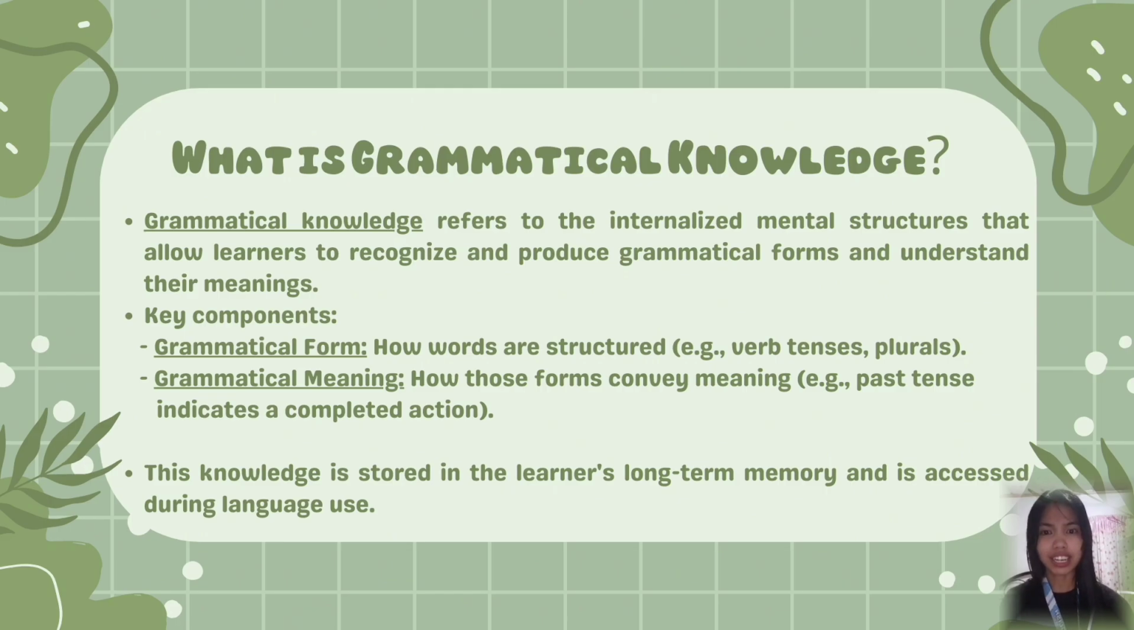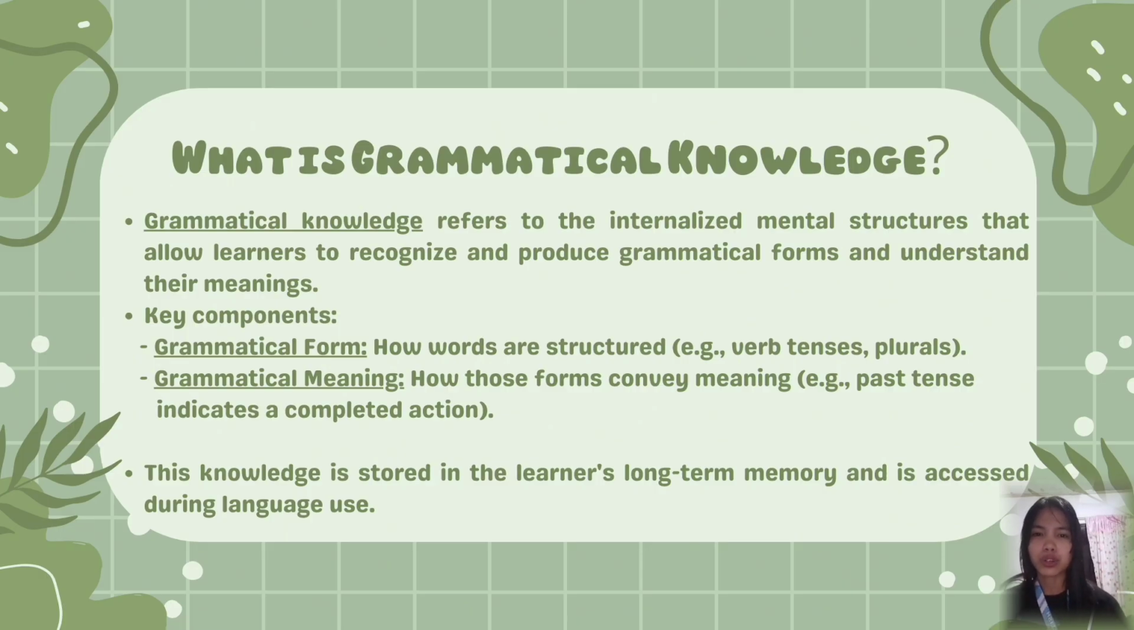What is grammatical knowledge? Grammatical knowledge refers to the internalized mental structures that allow learners to recognize and produce grammatical forms and understand their meanings. Key components: grammatical form, how words are structured, for example, verb tenses, plurals. Grammatical meaning, how those forms convey meaning, for example, past tense indicates a completed action. This knowledge is stored in the learner's long-term memory and accessed during language use.